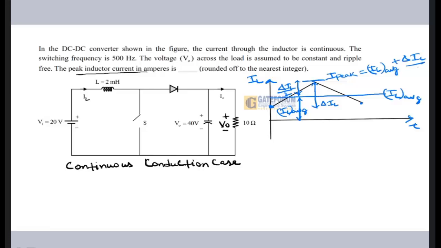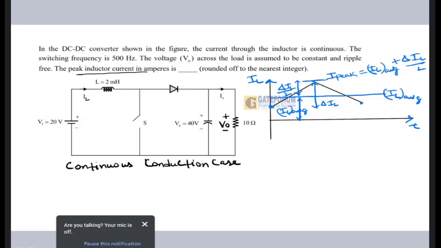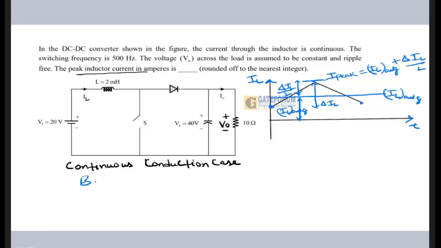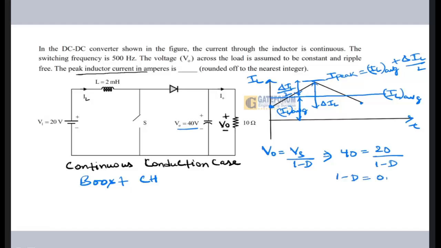So this was the inductor current in the case of the boost chopper and buck chopper. Here the question is given for the boost chopper, because L is here, switch is here, D is here, so that means it is a boost chopper. In a boost chopper, we know that the output voltage is given as V0 equal to Vs by 1 minus D. V0 is 40 volt and Vs is 20 volt, so 1 minus D will be equal to 0.5. D will be equal to 0.5.